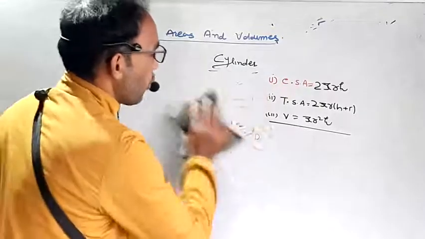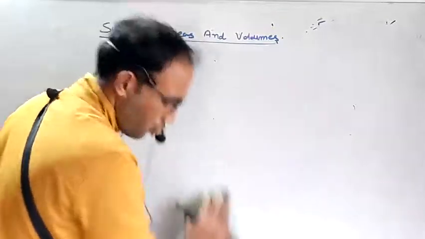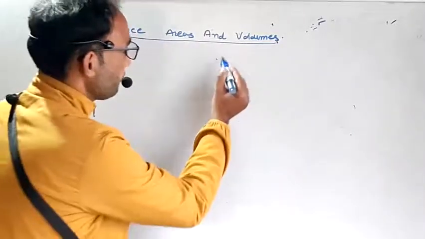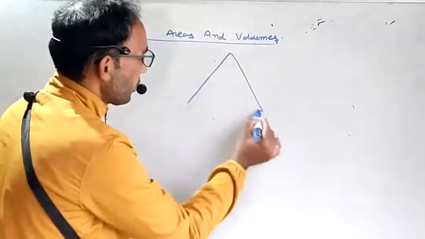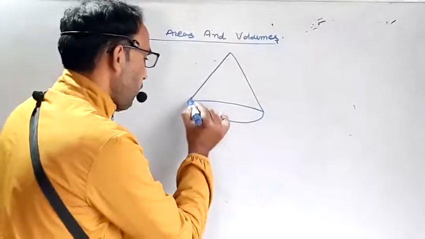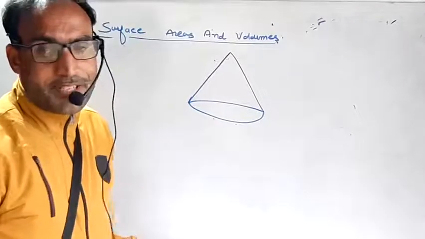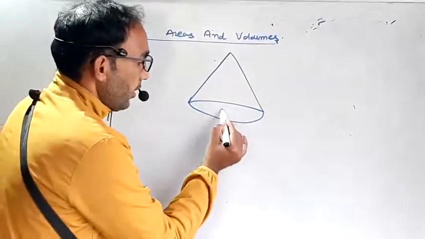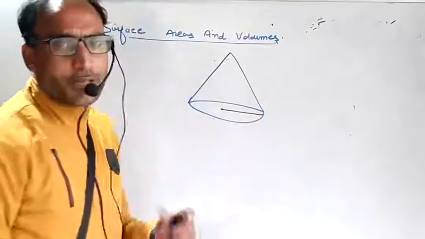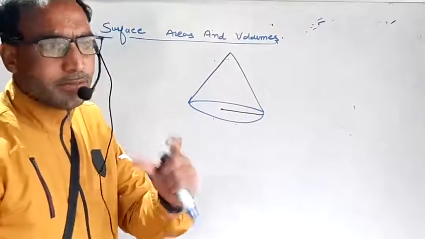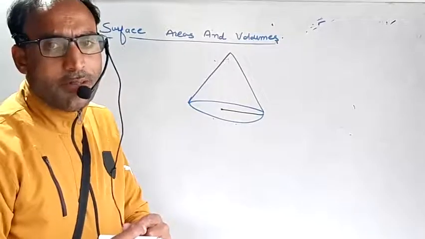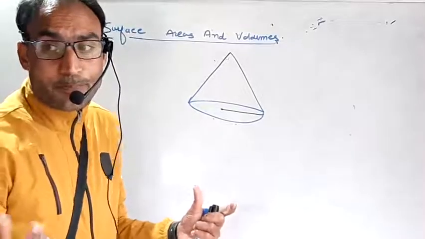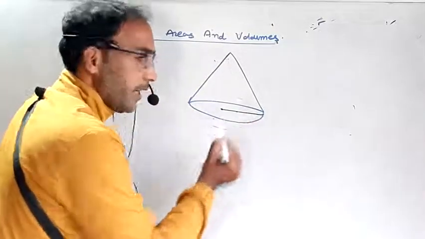Let's take one more solid. The solid is the cone. One more solid, that is cone. For example, an ice cream, which is in the shape of cone. It has one circular base, or we can say its one base is in the shape of circle. This is circular base.